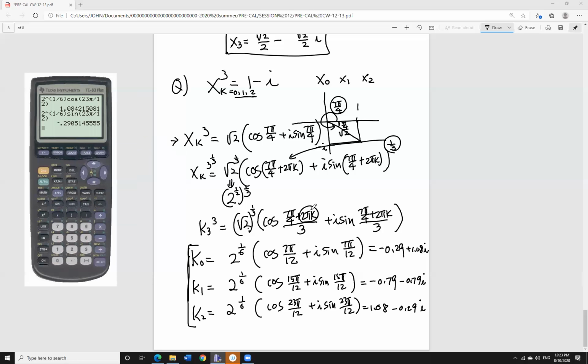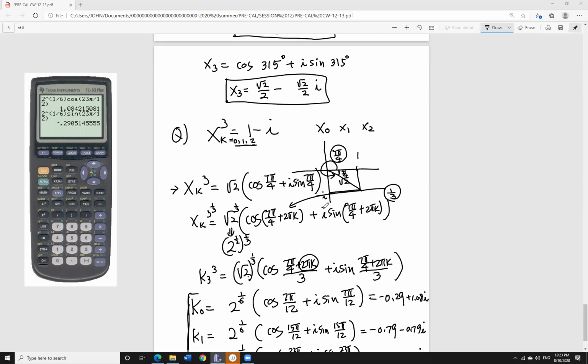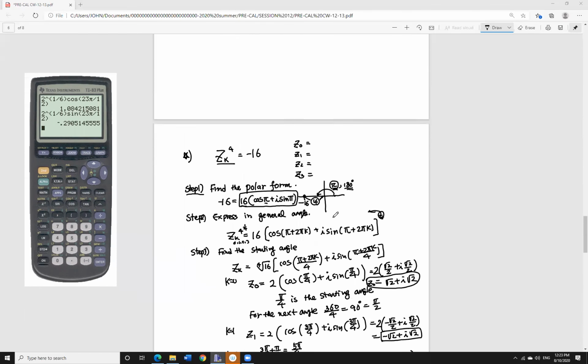Okay, this is a lot of work because the angle is not special. Okay, the angle is not special.